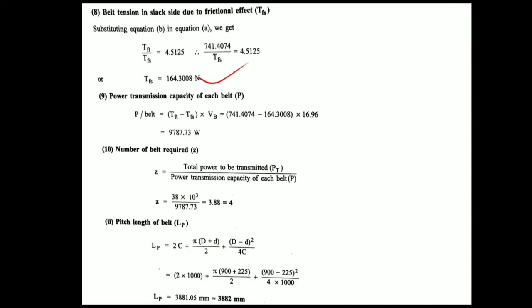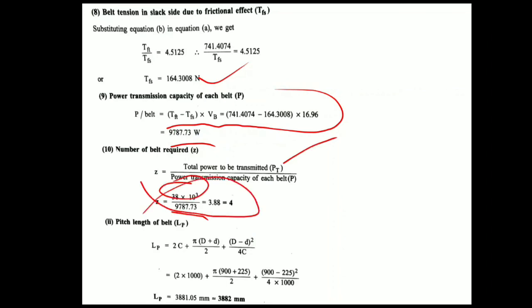Now power transmitted by each belt is required, because to calculate the number of belt, so each belt is T1 minus T2 into velocity, which we have earlier calculated, and that would be 9787.3. So just put the value with respect to actual value 38 kilowatt, and by putting this we'll get the number of belts 4, and then last will be the length of belt. So as like open belt drive we have used and calculate the answer, that is 3882 mm.